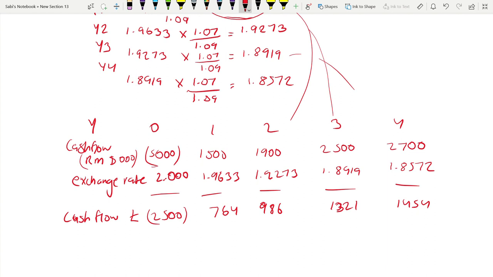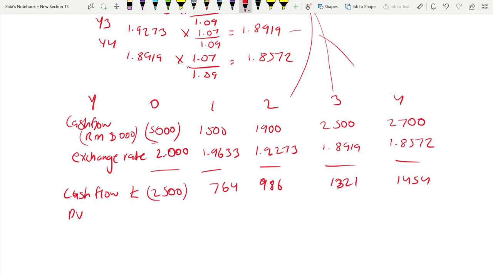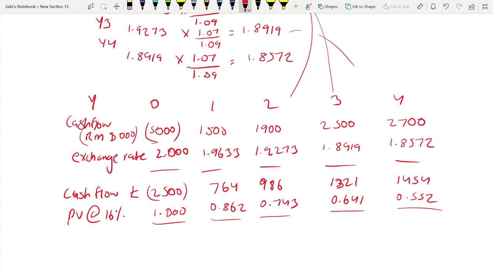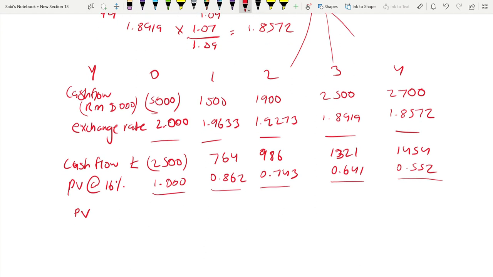Okay, now you need to discount. Remember, you need to discount using what? Present value at 16%, because the UK's VAC is 16%. In year 0, I told you, no discount, so it's 1. Then for 16%, using the discount factor table, you can get 0.862, 0.743, 0.641, and 0.552. For the present value, you just multiply by the discount factor and get the figure.